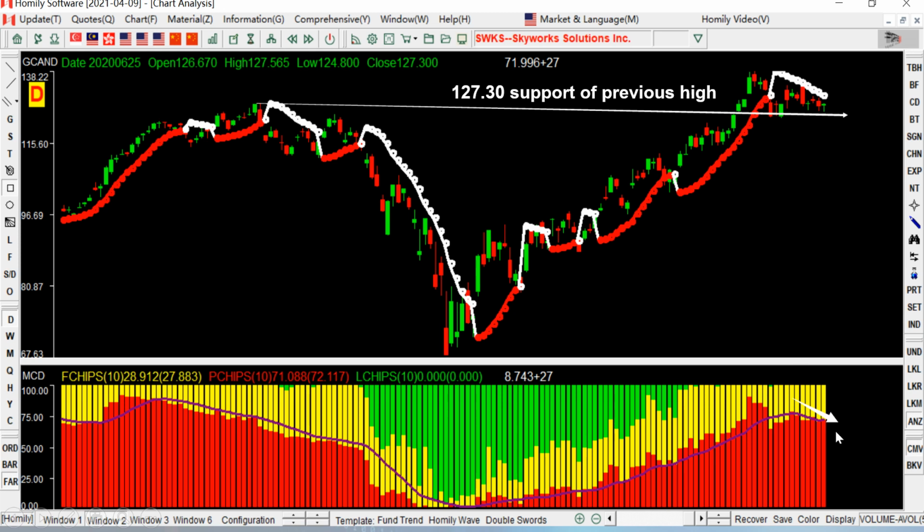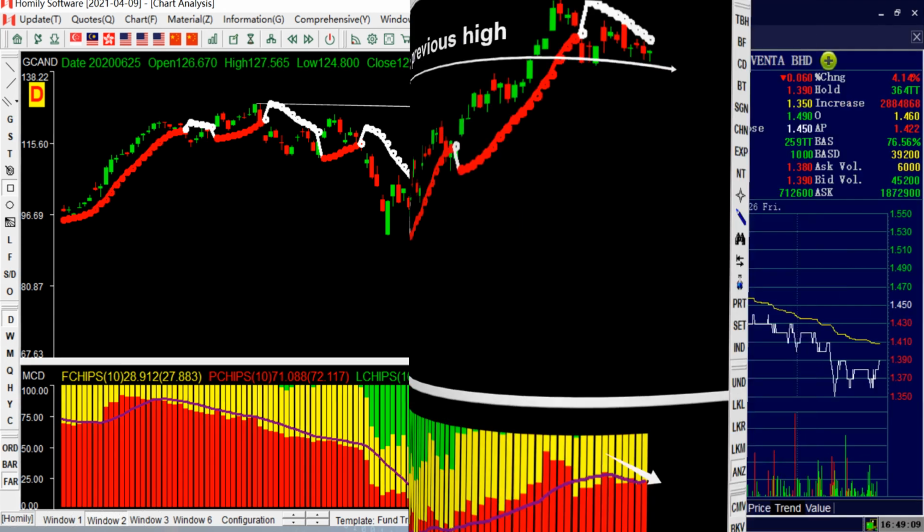The MCD, the red bar, is decreasing and below the purple line. So short term, not super strong enough, but the trend for medium term and long term, no change. Only the short term is a red circle and sideways and testing the support of the historical high. So I think still got opportunity for medium term and long term.